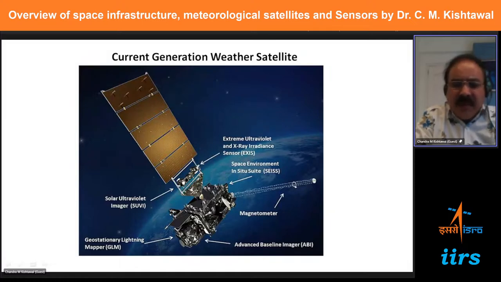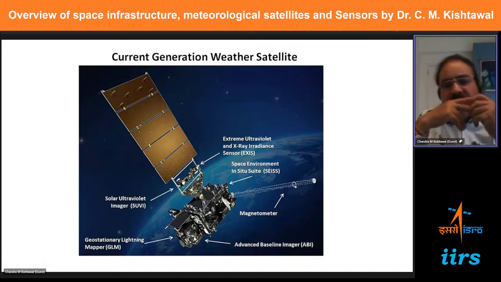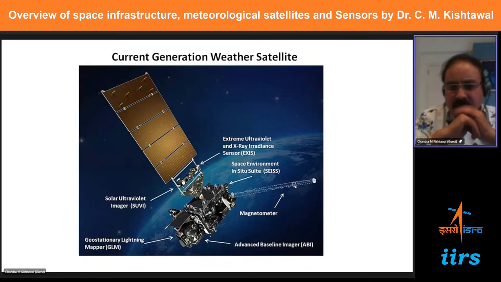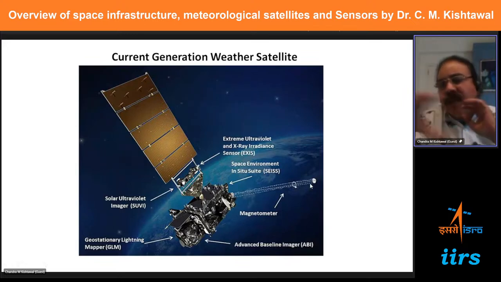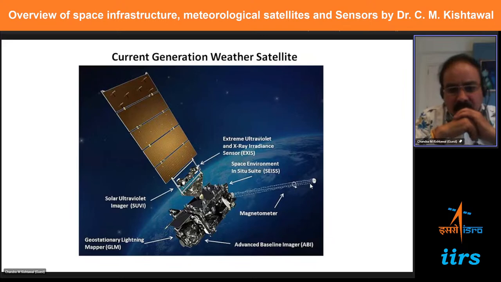Then there is an advanced baseline imager. This is a very high resolution imaging instrument, which is giving images of the Earth in different wavelengths. It gives a measurement every 15 minutes. And there is a magnetometer, which detects small changes in the Earth's magnetic field. As you know, the Earth's magnetic field is very important for deflecting ionized particles from the sun.